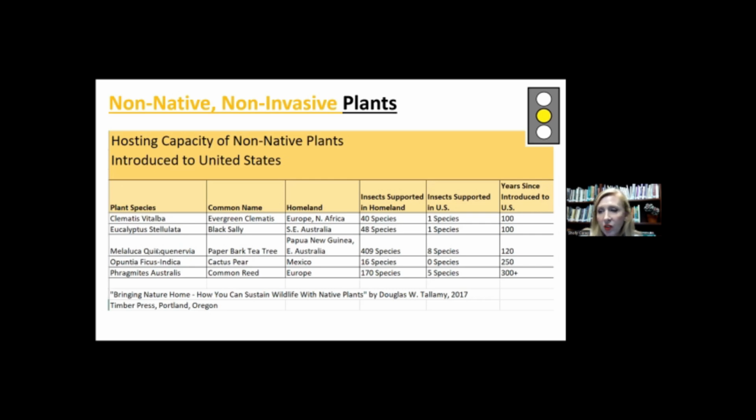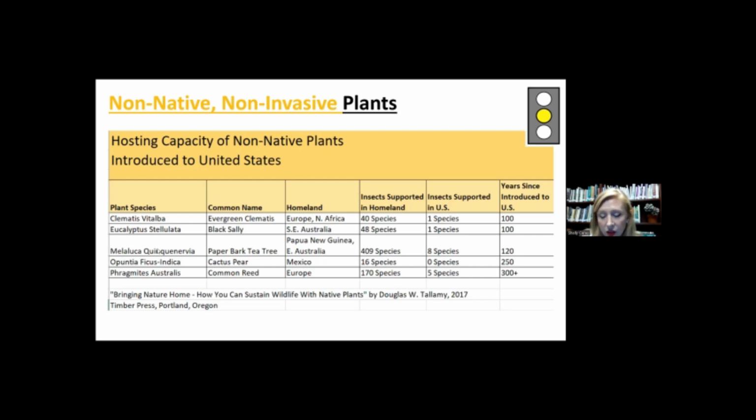So one of the biggest problems of non-native plants is their hosting capacity. They don't provide enough food, insects, for birds and wildlife. This brief list shows that even when they've been in the US for centuries, native insects have not chosen to eat these plants. You see here down at the bottom, the common reed. The common name is common reed. Homeland is Europe. Insects supported in Europe is 170 species. Insects supported in US is 5 species. But this plant, as you can tell in the right-hand column there, has been here over 300 years. So the evolutionary tie of the insects to these plants, they've not been able to evolve along with these plants. So these animals and insects are not preferring that plant.